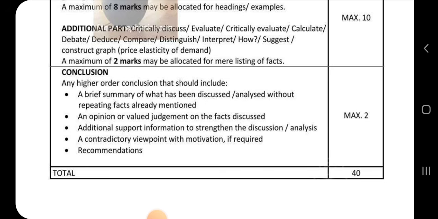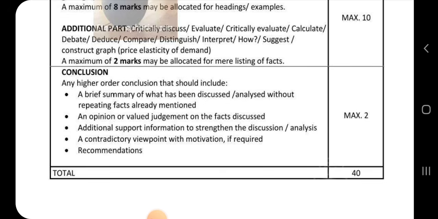What is your opinion? Based on this essay that you have written, what is your conclusion? What are your facts? What have you drawn out from this? That's how you conclude, okay? An opinion or valid judgment on the facts discussed. So even an opinion matters. It gives you 2 marks.